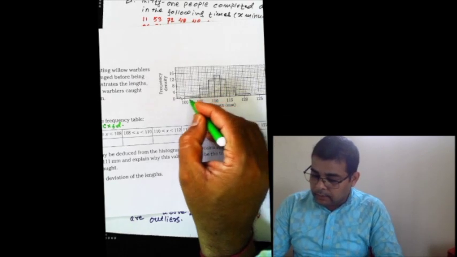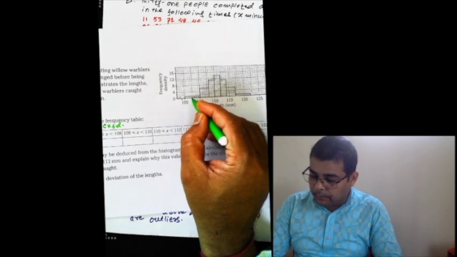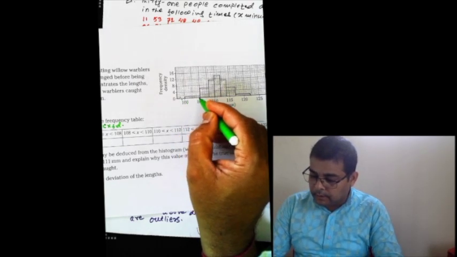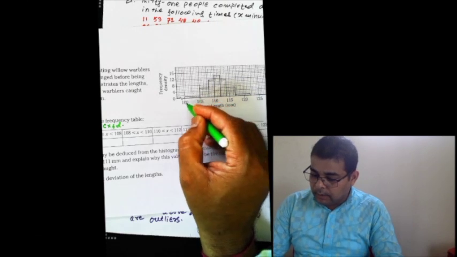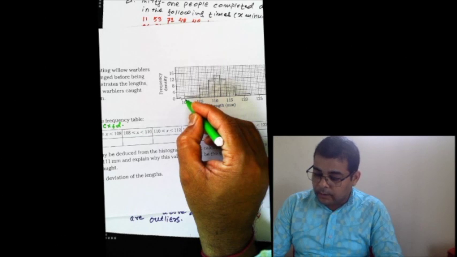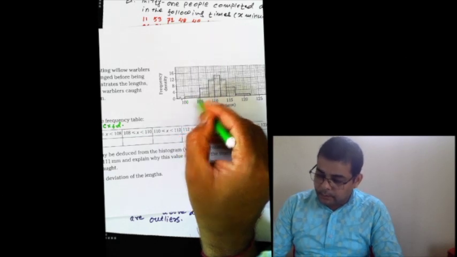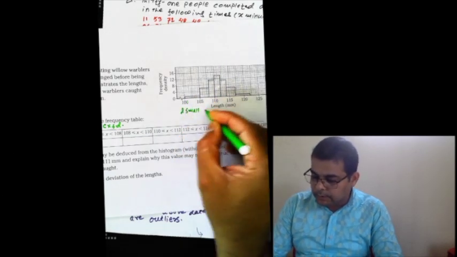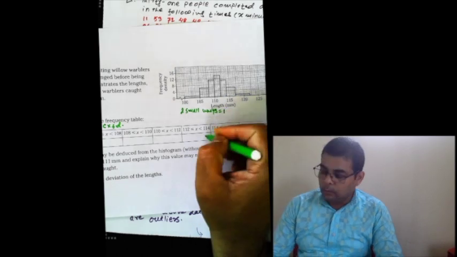You can count here 1, 2, 3, 4, 5, 6, 7, 8, 9, 10. That means for 100 to 105, the difference is 5, but the small square count is 10. That means 2 small units have been taken as 1 mm.